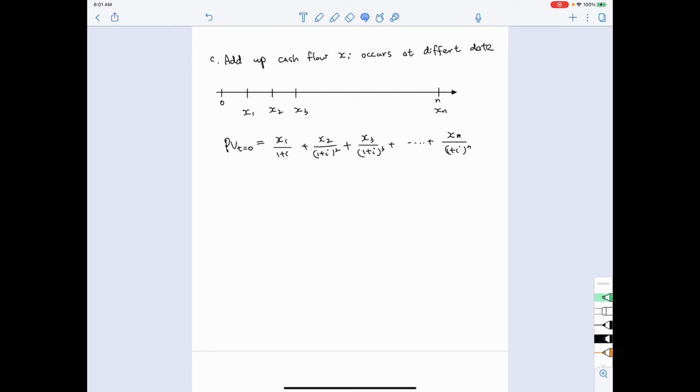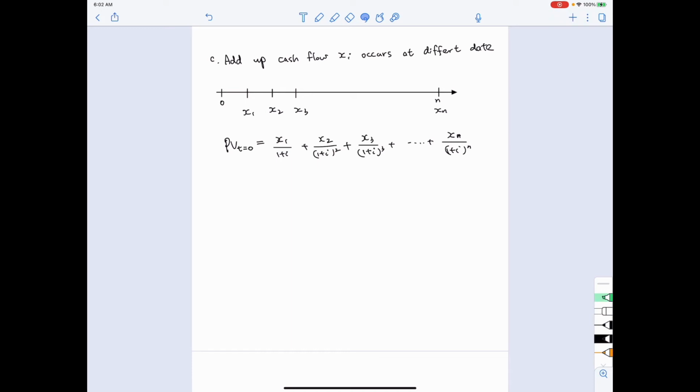Before we introduced the concept of present value, we could not add up the cash flows that occur at different dates, because x1 occurring at date 1 and x2 occurring at date 2 are different things. If you add up x1 and x2, you are adding up the number of apples with the number of oranges, and it is not correct. So in order to add up the cash flow stream that occurs at different dates, we need to come up with the present value for each cash flow at different dates and then add them up.